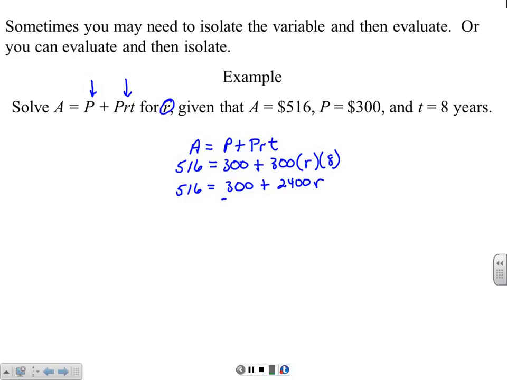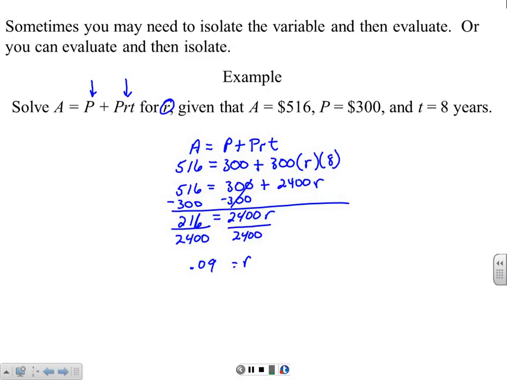So we'll minus 300 from both sides. And so if we do 516 minus 300, we're going to have $216 is equal to 2400r. Now we're going to divide both sides by 2400, and we're going to get r is equal to 0.09, and of course rate needs to be as a percent, so that's going to be 9%.